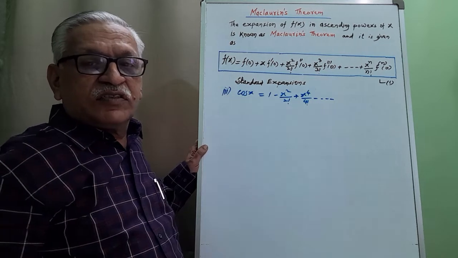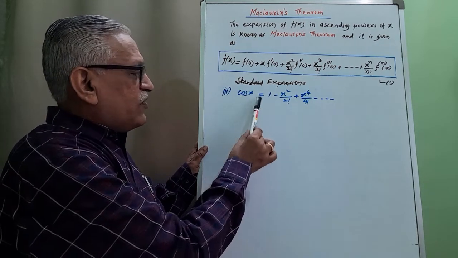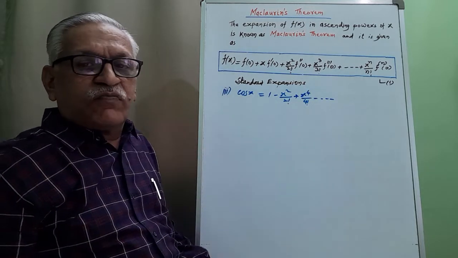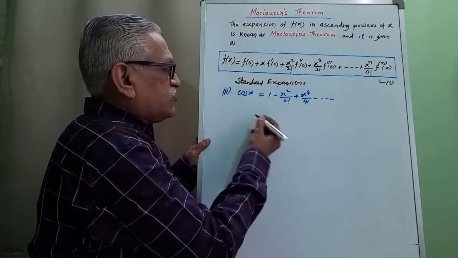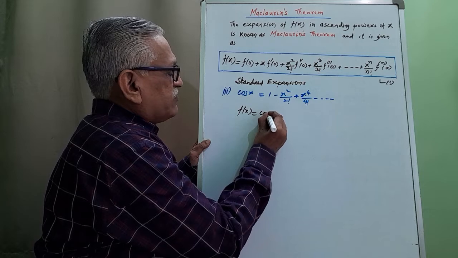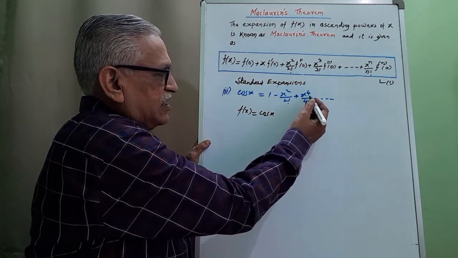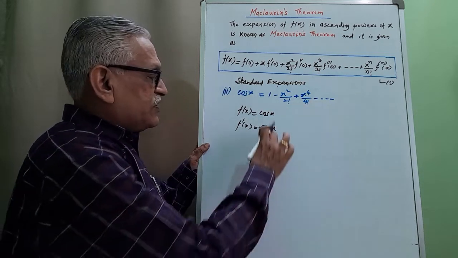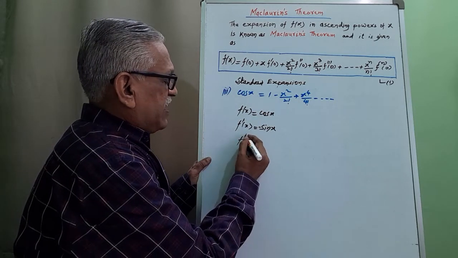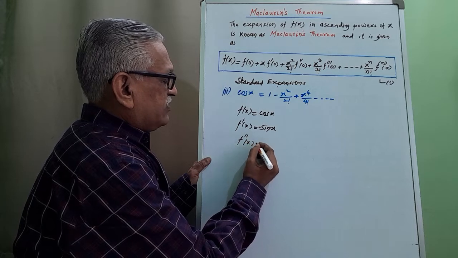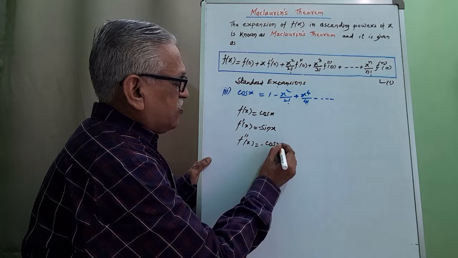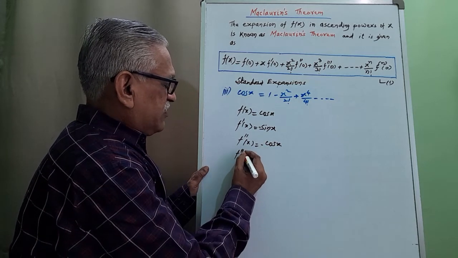Third standard expansion, cos of x is equal to 1 minus x square by 2 factorial plus x raised to 4 by 4 factorial, and so on. And to obtain this result, once again we consider f of x as cos of x, differentiate it 4 times. Differentiation of cos of x is minus sin of x. F double dash of x, derivative of sin x is cos x with this minus sign, therefore it becomes minus cos of x.